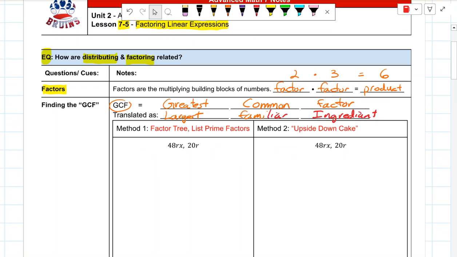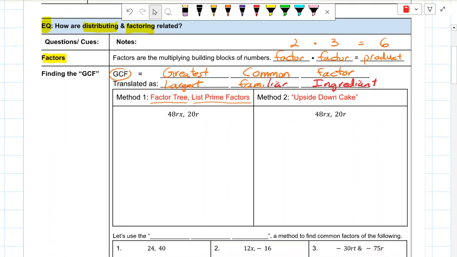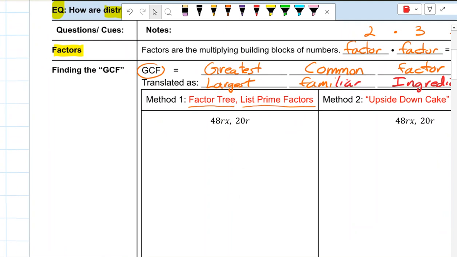Method 1. This is known as factor trees, and this should be very familiar to you. And we're also going to be listing the prime factors to help us find the GCF. Now this is going to be quite the tree here, so make sure you write kind of small and make sure you have enough room. So we're going to extend this over to here and to right here, and 48 times Rx is 48Rx, and then Rx.